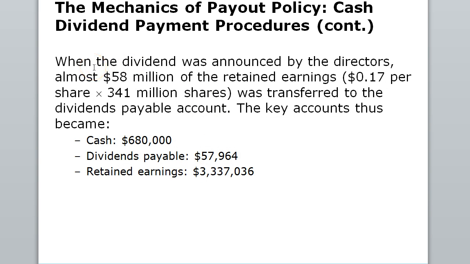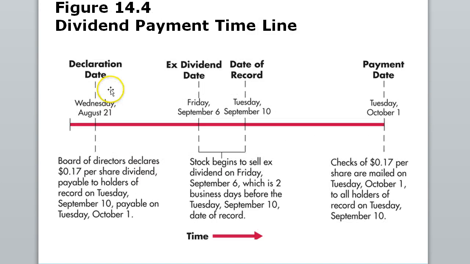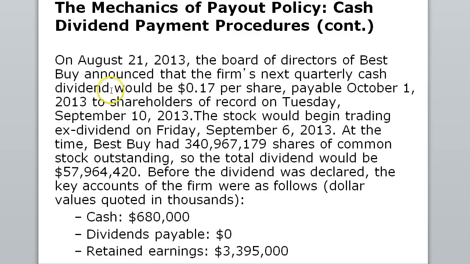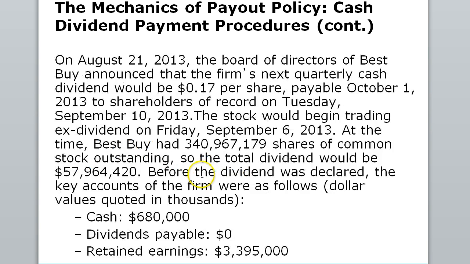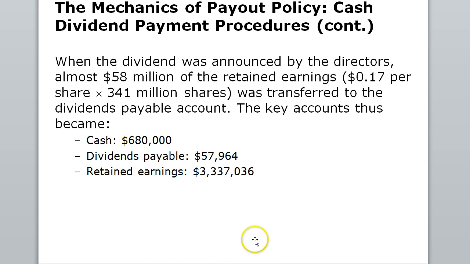Now, when the dividend was announced, the directors took almost $58 million out of retained earnings. Just seeing if that matches up. And 17 cents per share, or 341 million shares, transferred to the dividend payable account. So the key accounts would be cash. Then the 58 million would be moved to the dividends payable account, and the retained earnings would be reduced. So here the retained earnings are 395, and now they're reduced by basically 58,000.